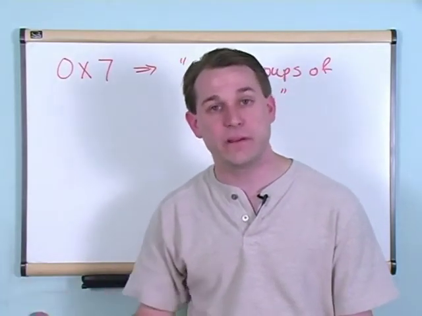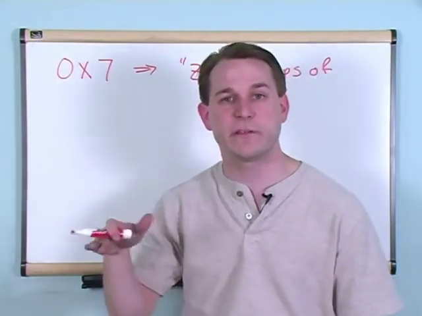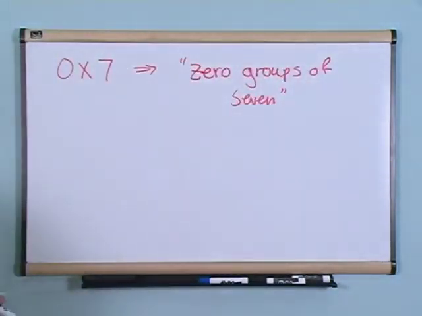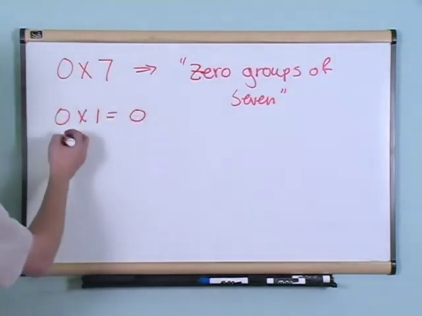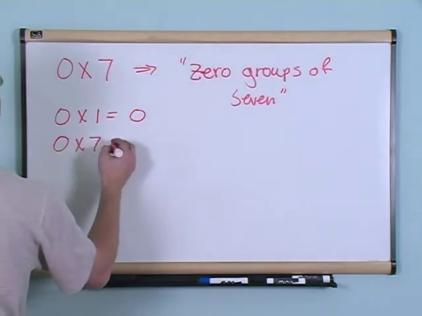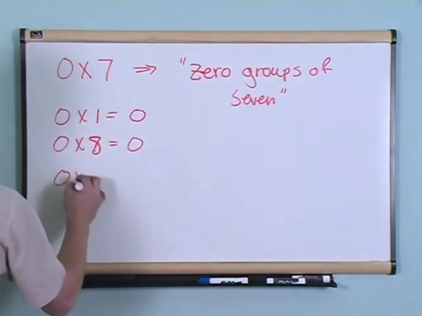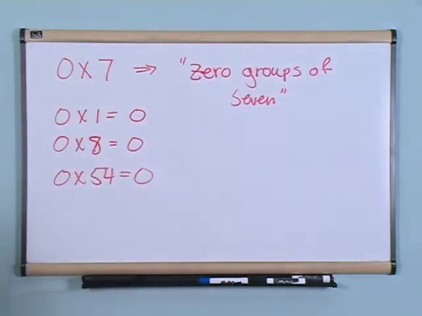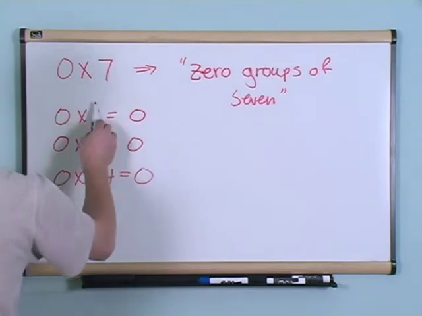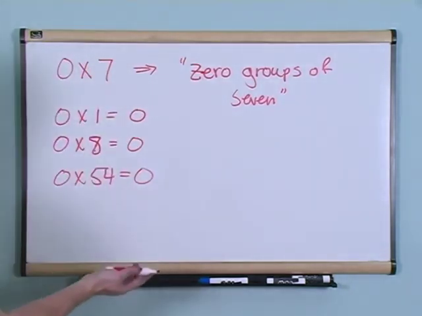So anything times 0 is 0, because this 0 cuts it down. Anything times 0 is 0, okay? So 0 times 1 is 0. 0 times 7, well, we've already said that. 0 times 8 is 0. 0 times 54 is 0. Anything times 0 is 0, and that's exactly why, because you have this many units in a group, but you don't have any groups. And so when you add those up, you don't get anything, okay?